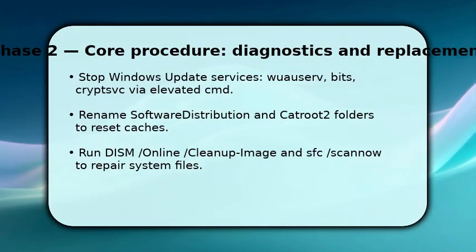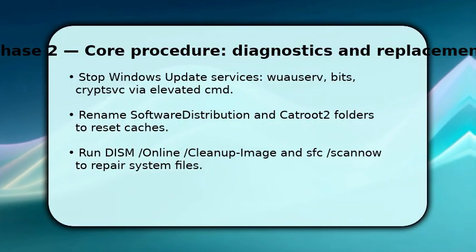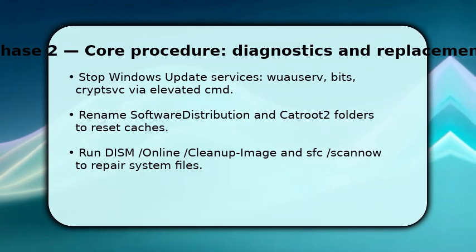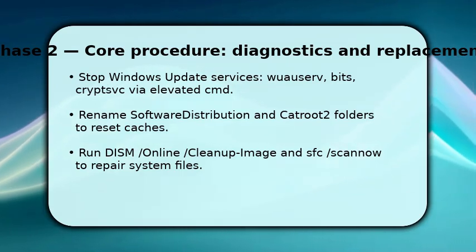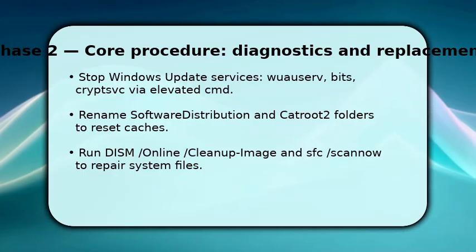Open an elevated command prompt and stop wuauserv, bits, and cryptsvc so you can safely reset caches. Once stopped, rename the SoftwareDistribution and catroot2 folders to force Windows to recreate clean caches, and then restart services.